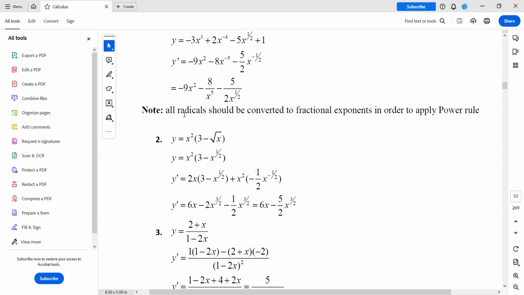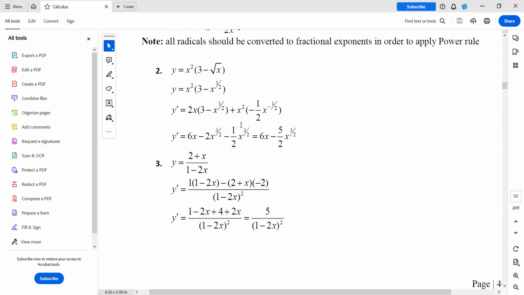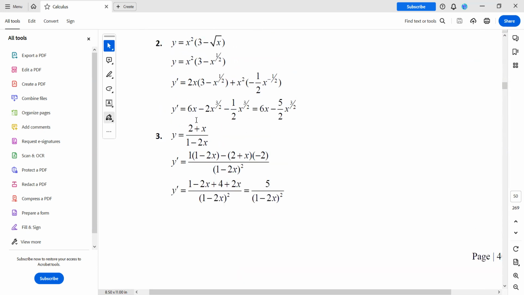Yeah, so you need to take note of something. All radicals should be converted to fractional exponents in order to apply the power rule. So if you had to find any question on power rule, your radical should be converted to fractional exponents. Let's take a look at this as an example.